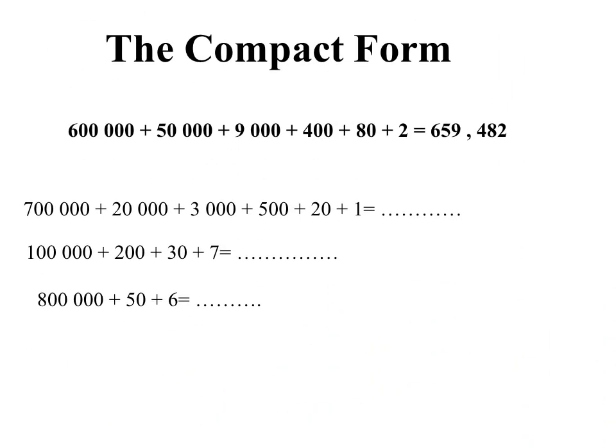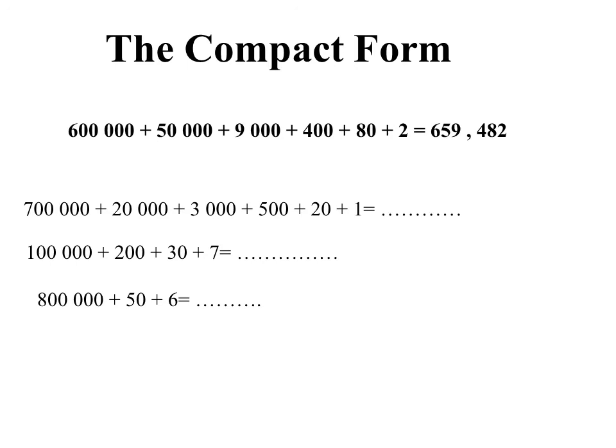The compact form. The compact form is the opposite of the expanded form. Now we want to compact the number to return it to its place without its zeros. As you see, there are 600,000 plus 50,000 plus 9,000 plus 400 plus 80 plus 2. Then we put it together to make the compact form, 659,482. Let's see how to do that.